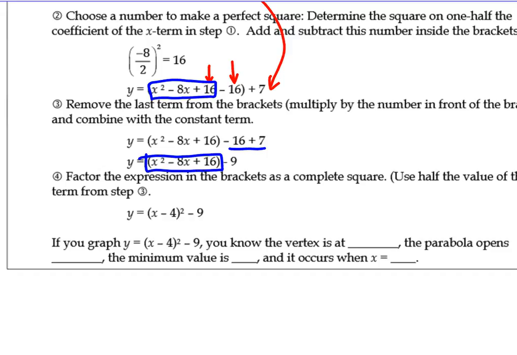Okay, so once it's in that form, what would be the vertex? 4 and negative 9. The parabola will open up. Positive a value, it's positive 1. The minimum is at negative 9 when x equals 4.